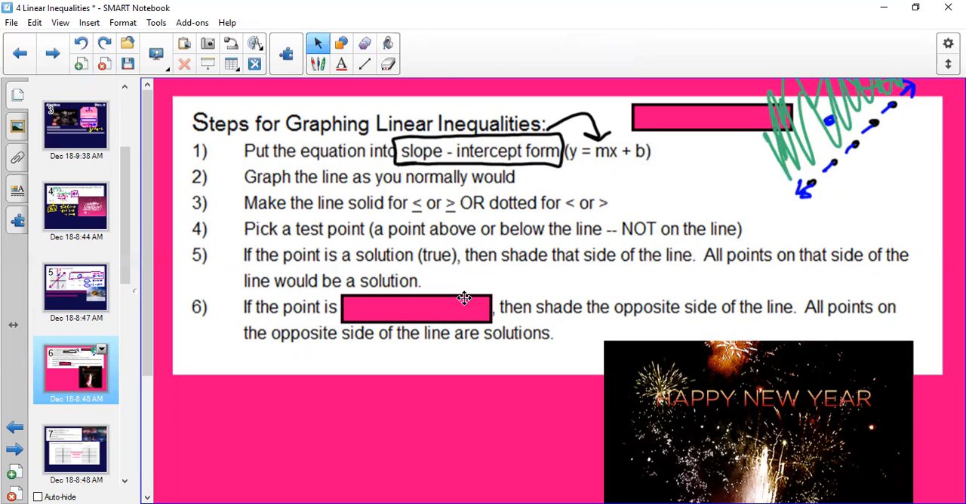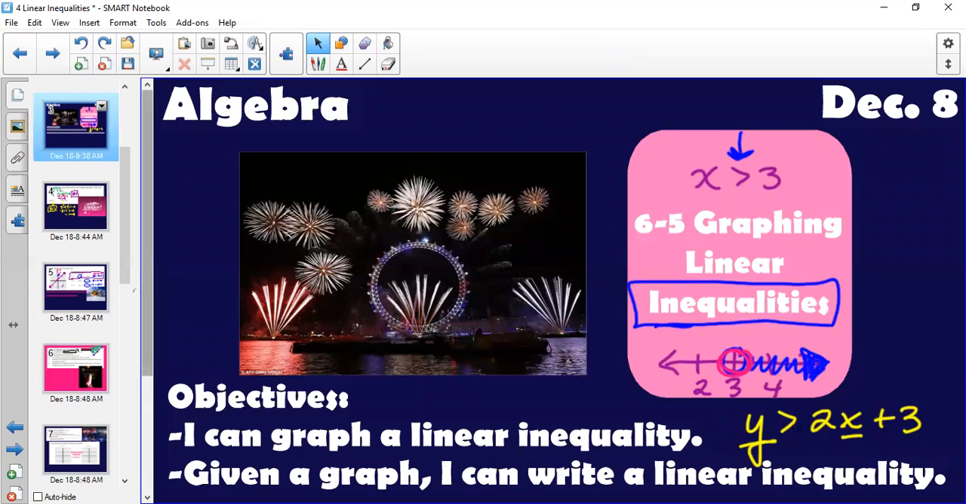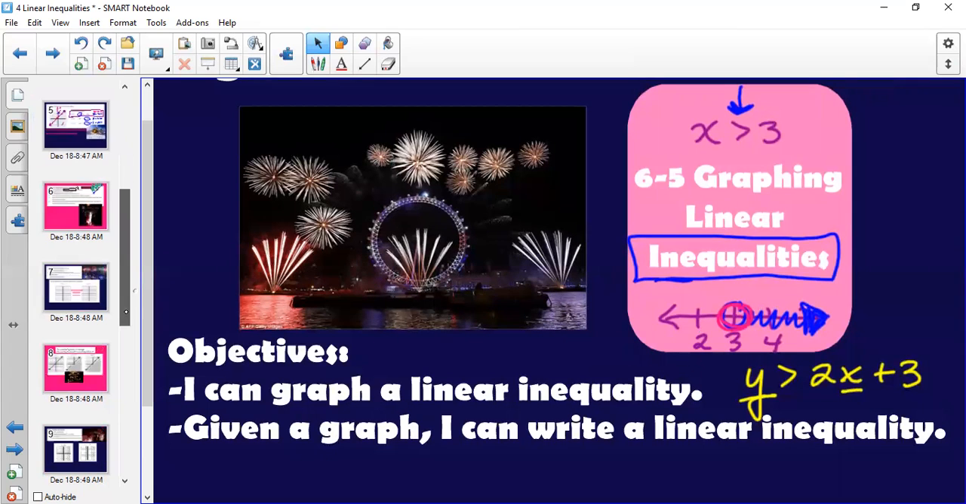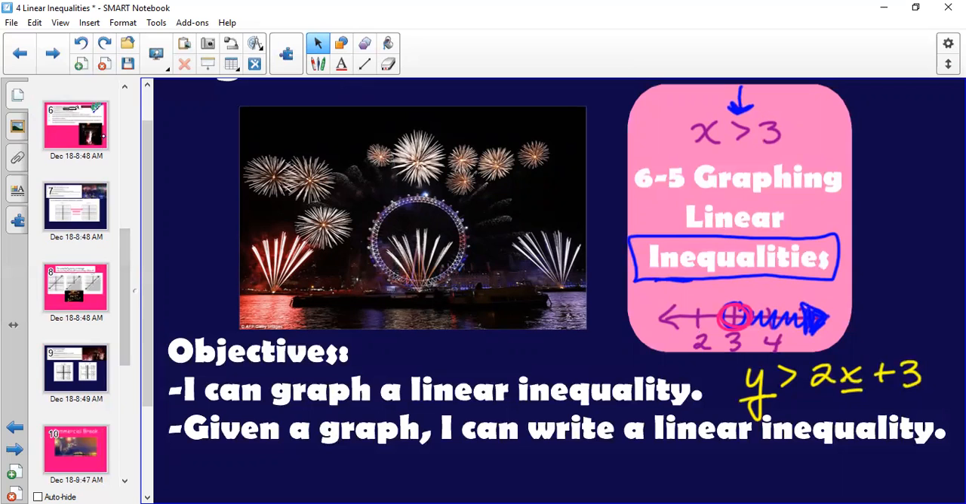However, if it's not true, we would shade on the opposite side. So if it wasn't an answer, we would know that no other points on that side would be answers either. All the answers would have to be on the other side. Again, it kind of relates back to our original graph here. You either shade one side or the other. You can't shade both sides. And so that's a lot of times the toughest part of this lesson. So I'm going to show you how to do it with choosing a point. And I'm also going to show you how to do it hopefully with a little bit of a shortcut.